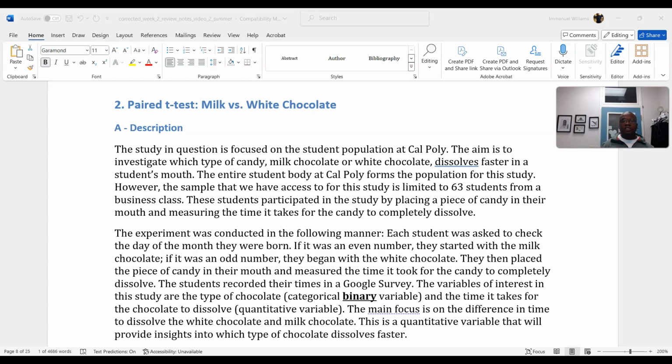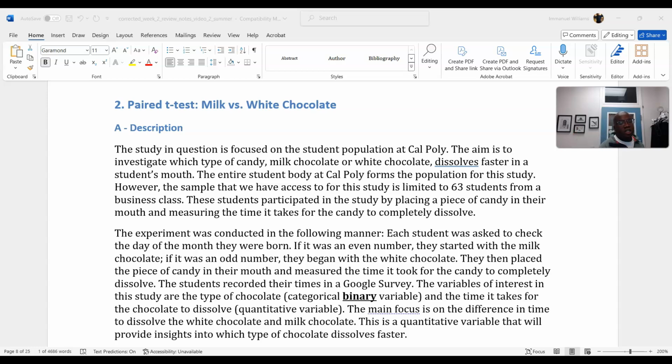The study in question is focused on the student population at Cal Poly. Boom, population of Cal Poly students. The aim is to investigate which type of candy, milk chocolate or white chocolate, dissolves faster in a student's mouth. The entire student body at Cal Poly forms the population for the study. However, the sample that we have access to for this study is limited to 63 students from a business class. Boom, our sample. These students participated in the study by placing a piece of candy in their mouth and measuring the time it takes for the candy to completely dissolve.